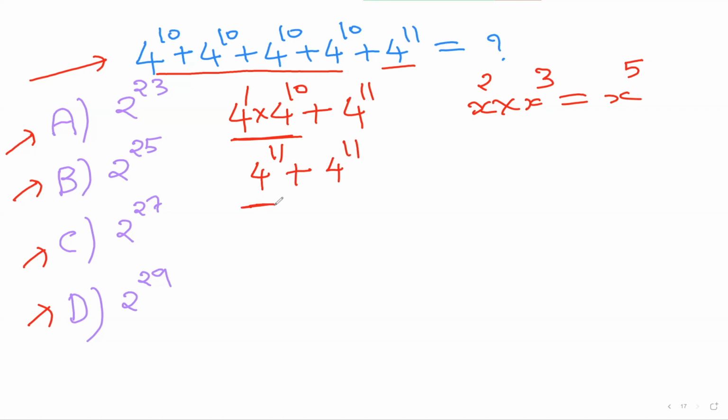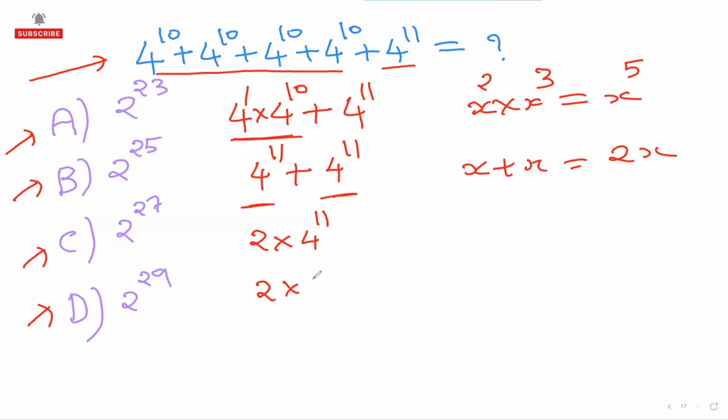Now we can see, this is again the like terms. So if it is x plus x, I can do 2x. So like the same thing, I'll be doing 2 times 4 power 11. Now, I will try to change everything in the base of 2. So that 2 will remain as it is. And this 4, I can write down as 2 power 2, and that power 11.